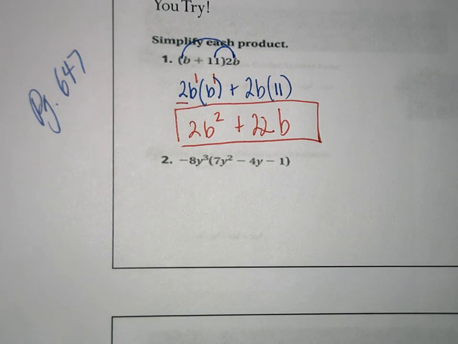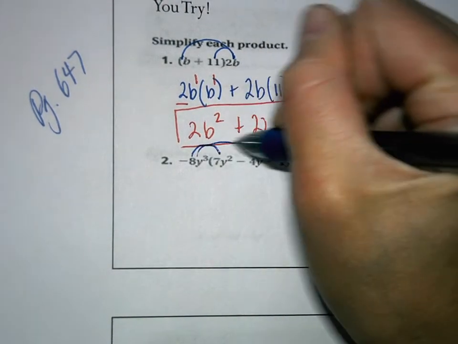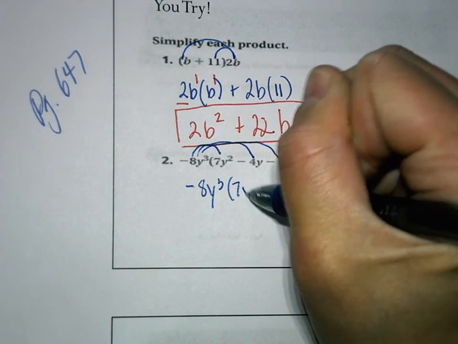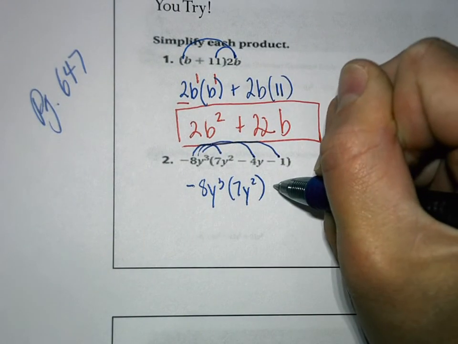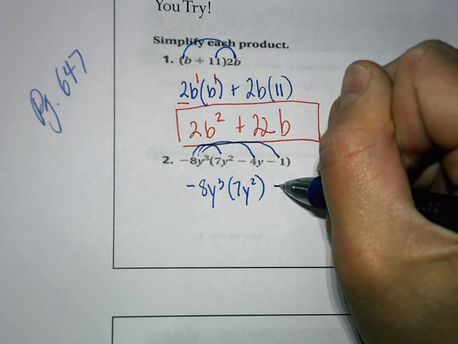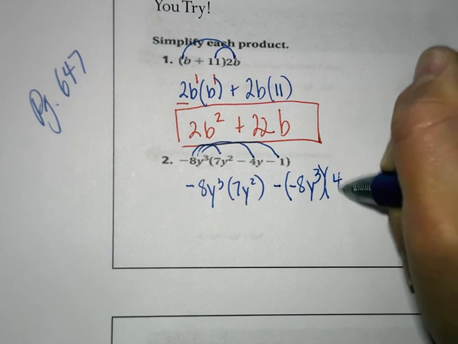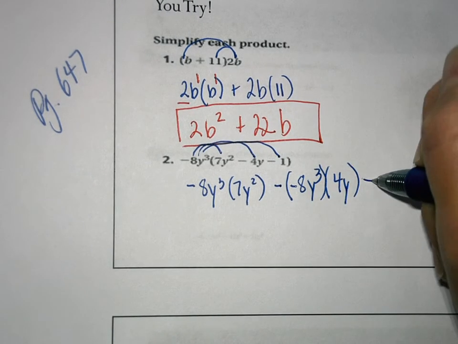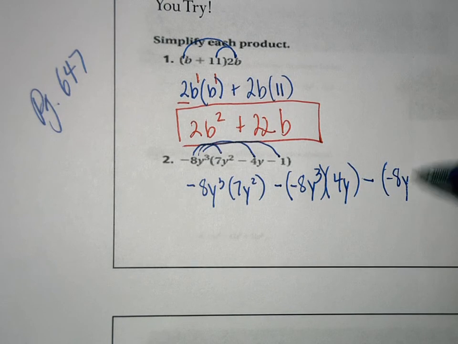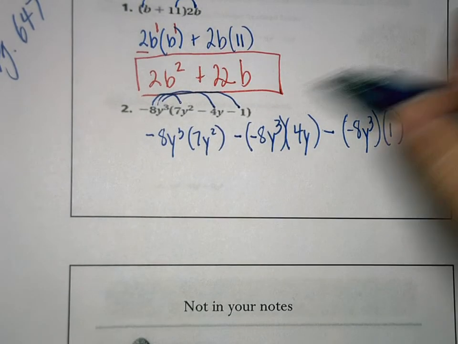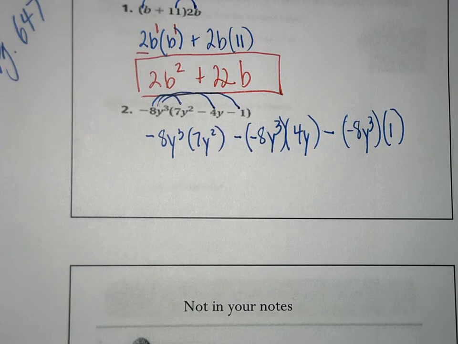Okay, so hopefully you had a minute to try this on your own. We're going to go ahead and go through. We're multiplying negative 8y to the third through to each of these terms. So you should have written negative 8y to the third times 7y to the second. We have a minus and then a negative 8y to the third times 4y, and then again we have a minus, and we have negative 8y to the third times 1. You could have written this differently, but just pay attention to your double negatives. When you multiply those, they make a positive.